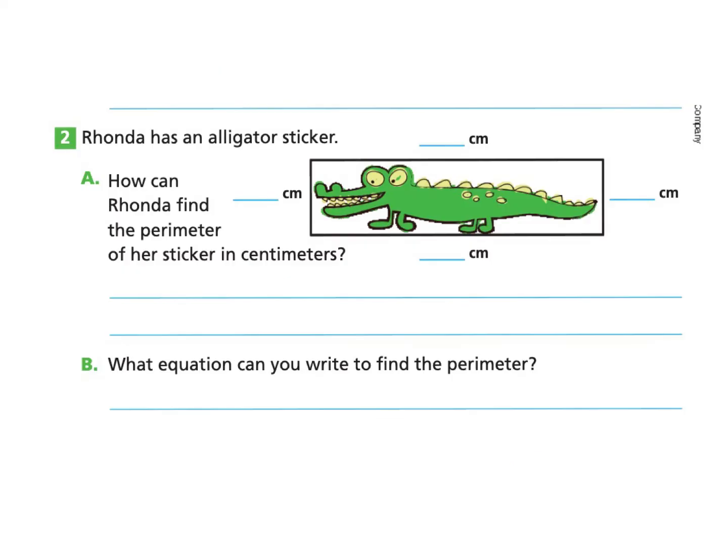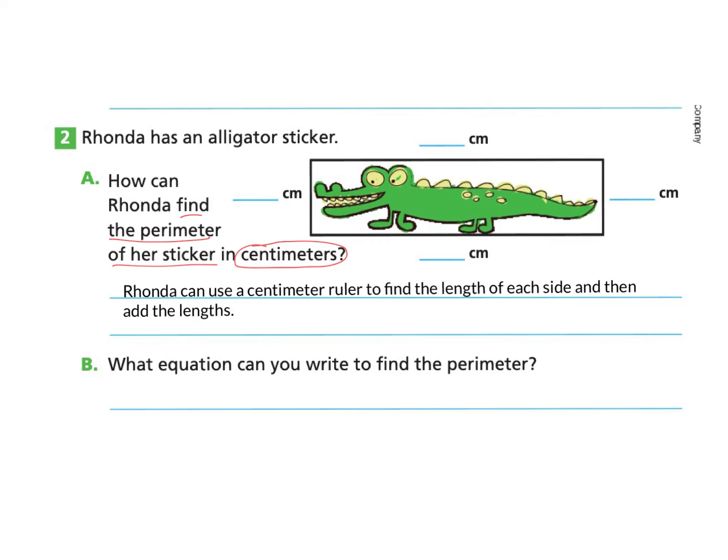Let's take a look at Part 2. Rhonda has an alligator sticker. How can Rhonda find the perimeter of her sticker in centimeters? So last time we were working with inches, and this time we're working with centimeters. So we can explain that Rhonda can use a centimeter ruler to find the length of each side and then add the lengths. Okay, let's start by measuring in centimeters.